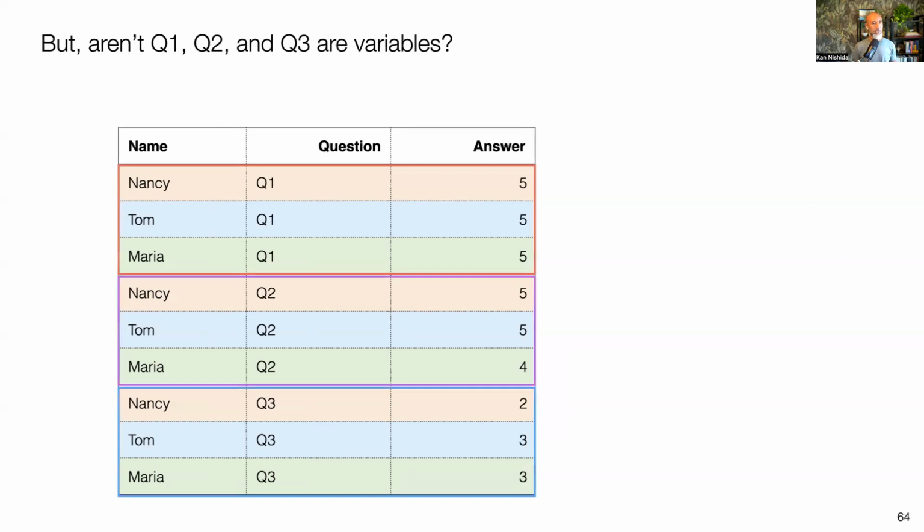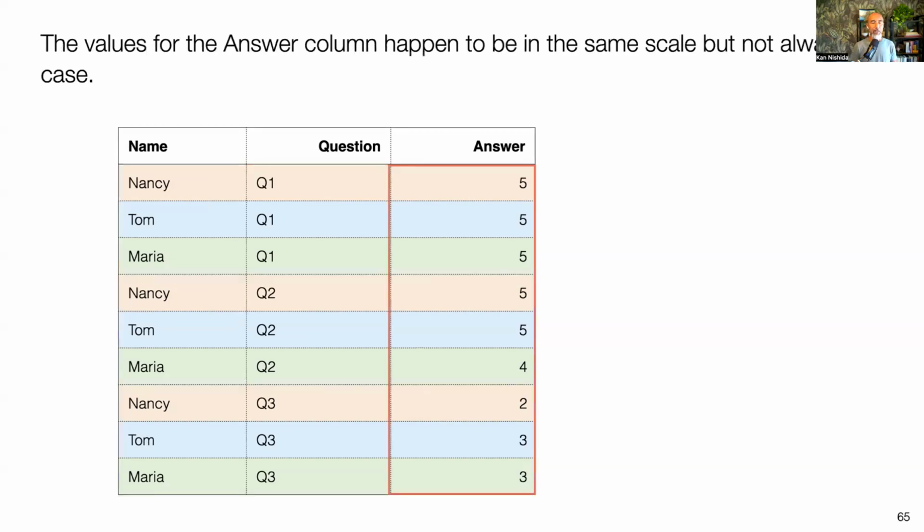When you think about it, the question is a variable, but at the same time question 1, question 2, and question 3 are completely different things. They can be very different things, right? This time they happened to all be the same scale, 1 to 5. So the answer column seems like an answer variable which has the same characteristics or nature as the questions, right?